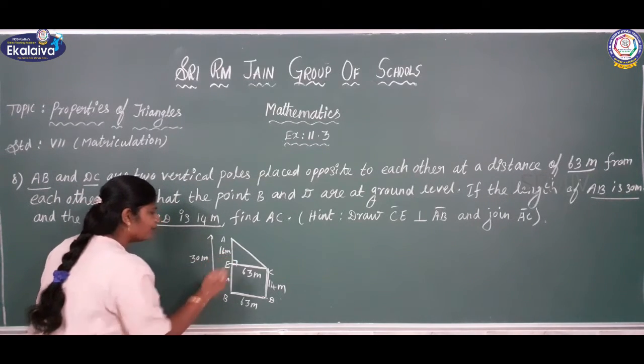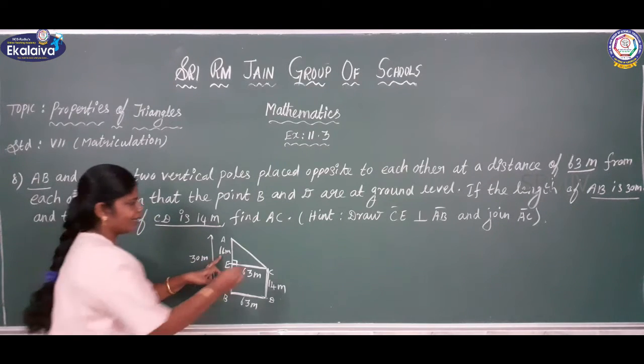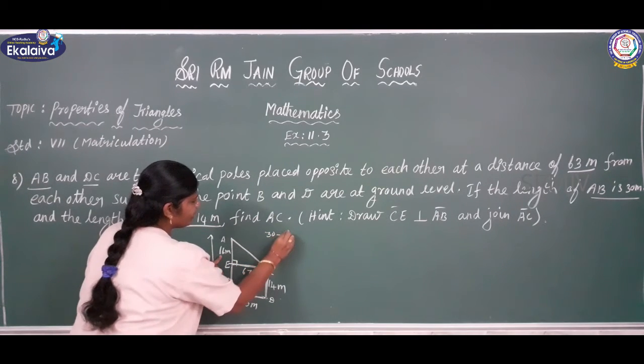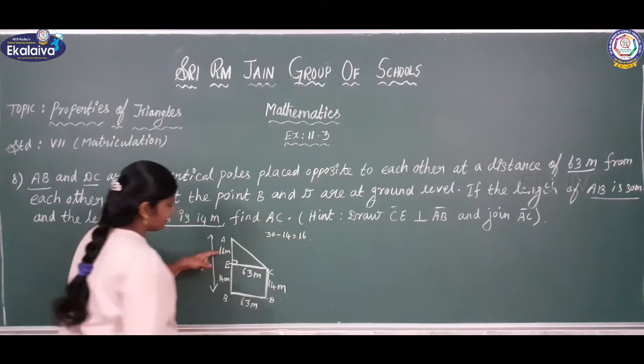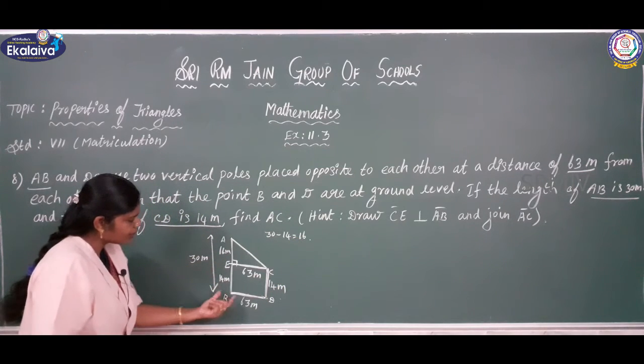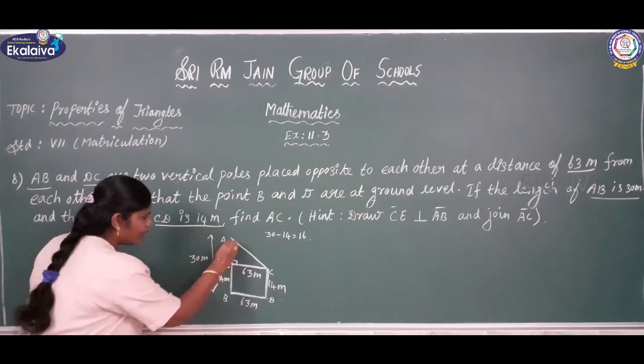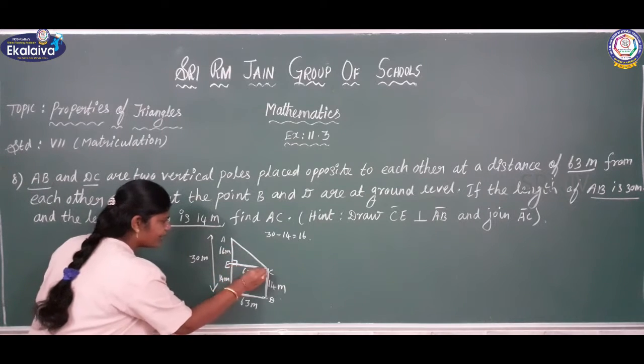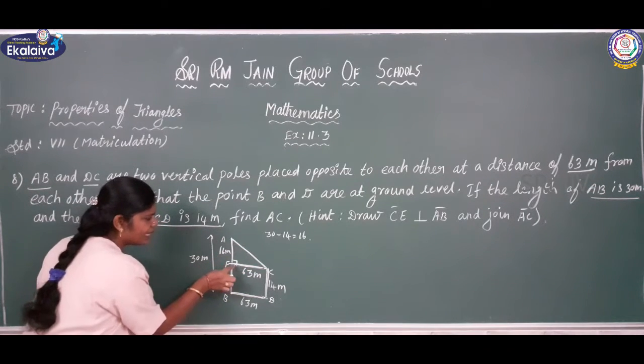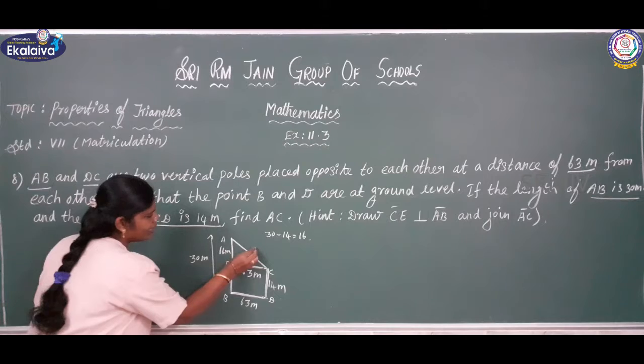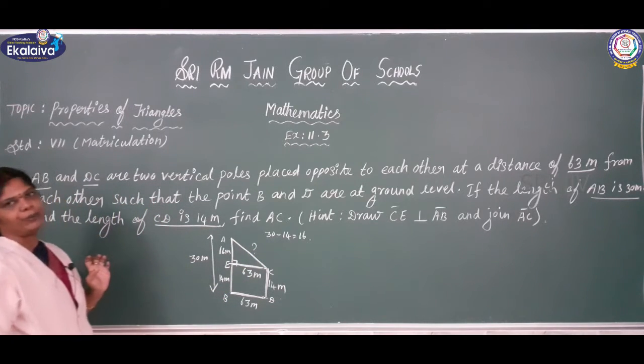16 meter. And the remaining we are getting. Okay, 30 minus 14, we are getting 16 meter here. Okay, so this is the rectangle, we got it. Now we have the sides value. One side value 16, another side value 63. Now we are going to find the hypotenuse.